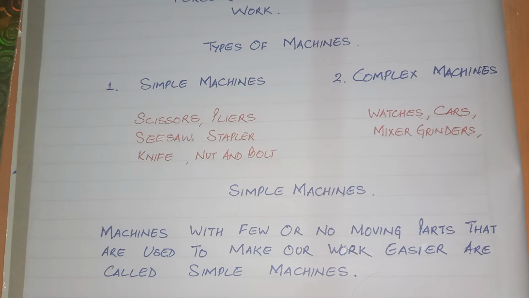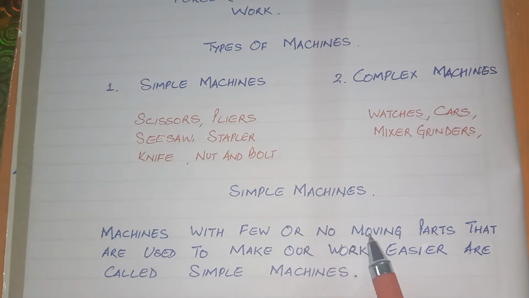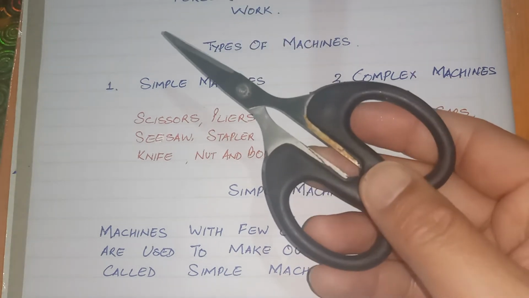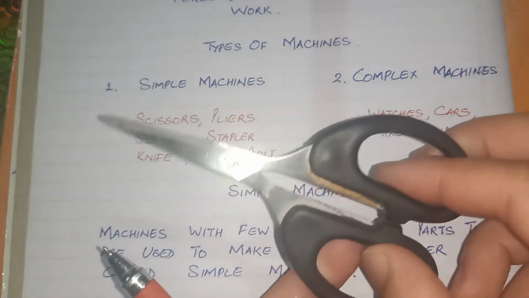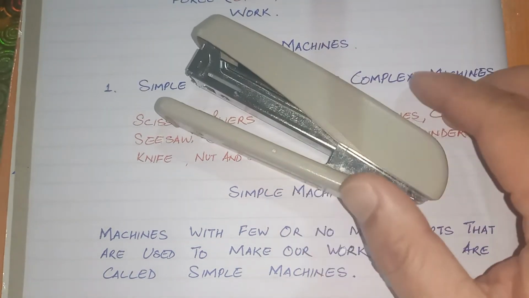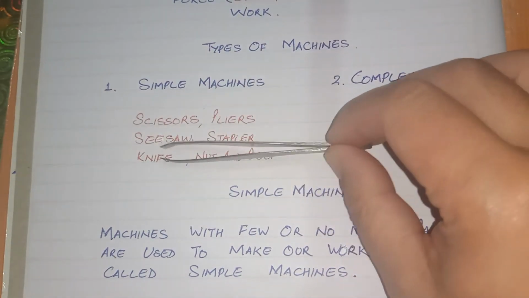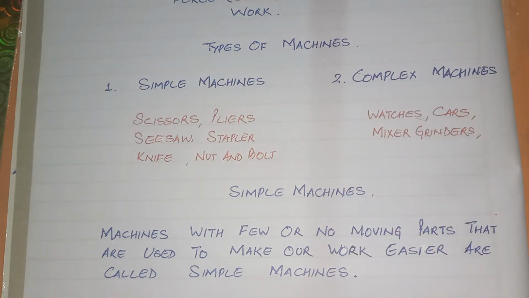Now let us see, what do we mean by simple machines? Machines with few or no moving parts that are used to make our work easier are called simple machines. For example, a scissor is a simple machine. It has only one movable part. A stapler is another example of a simple machine. A tong is an example of a simple machine. So in this class we are going to learn about simple machines only.